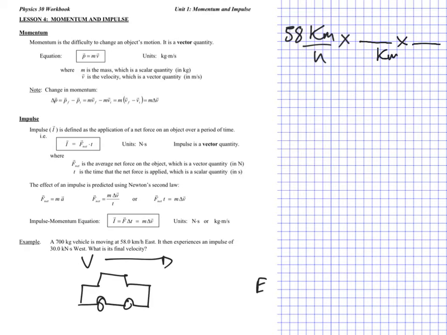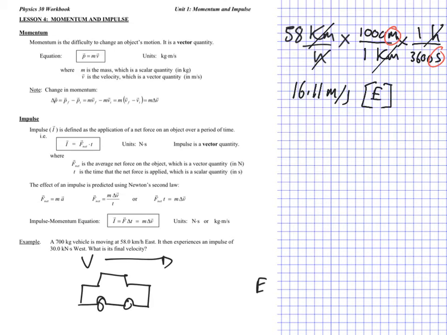So I'm going to go kilometers. 1 kilometer is 1,000 meters. That cancels out my kilometers. And then 1 hour is 3,600 seconds. That cancels out my hour. That leaves me with meters per second. And I can get my answer here. 58 kilometers an hour converted is 16.11 meters per second. So there's my velocity, and that's east.